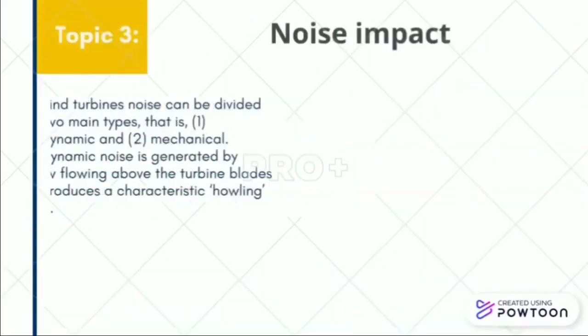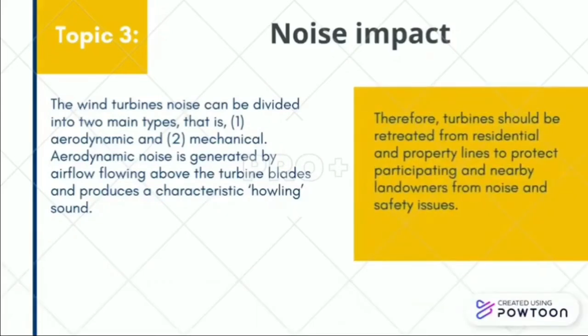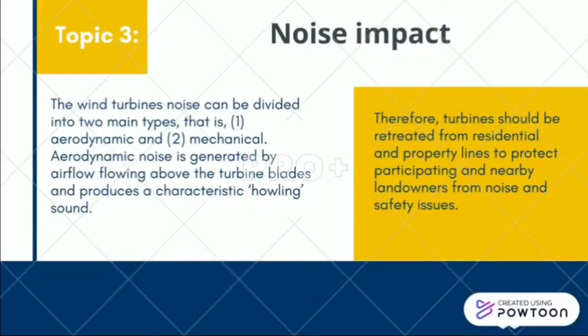Noise impact. The wind turbine's noise can be divided into two main types, that is, 1. aerodynamic and 2. mechanical. Aerodynamic noise is generated by airflow flowing above the turbine blades and produces a characteristic howling sound. Therefore, turbines should be set back from residential and property lines to protect participating and nearby landowners from noise and safety issues.